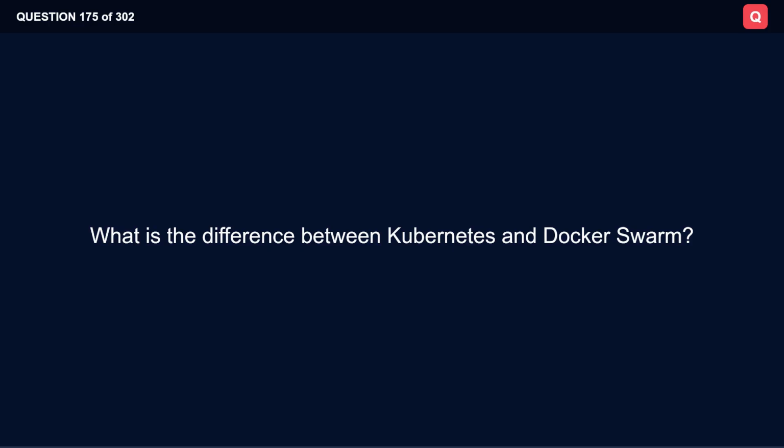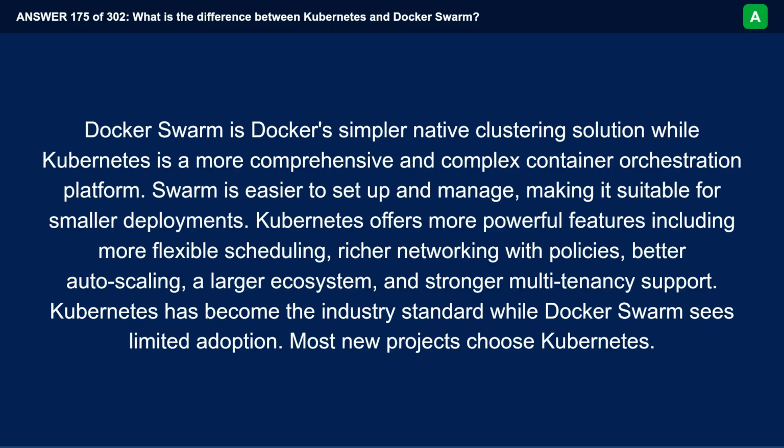What is the difference between Kubernetes and Docker Swarm? Docker Swarm is Docker's simpler native clustering solution, while Kubernetes is a more comprehensive and complex container orchestration platform. Swarm is easier to set up and manage, making it suitable for smaller deployments.